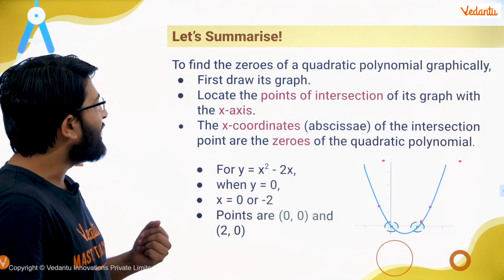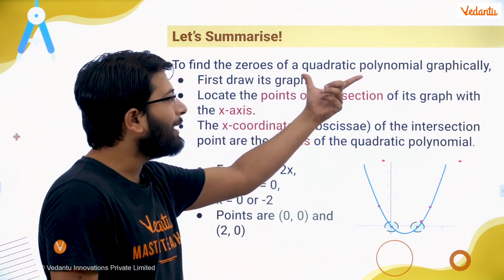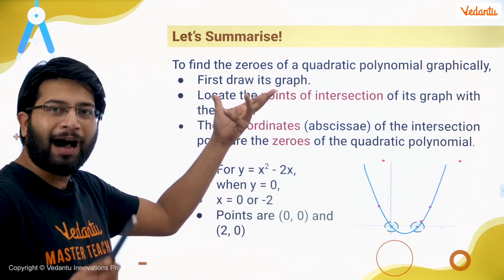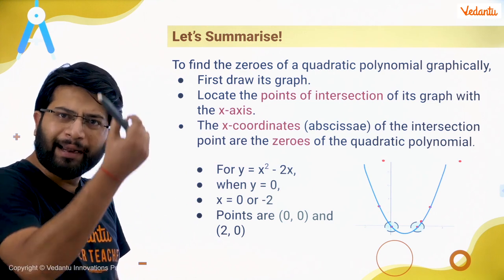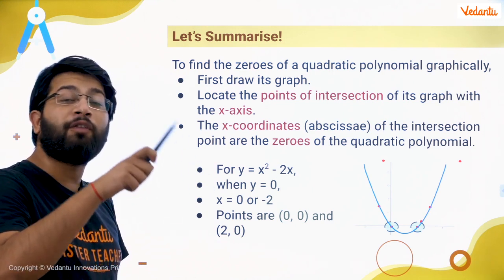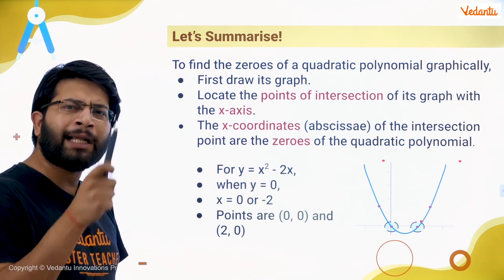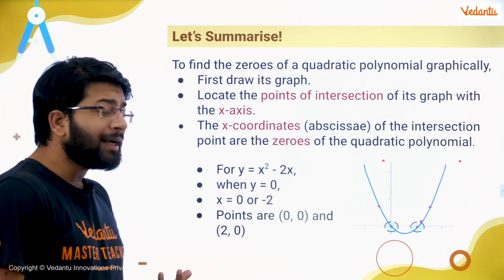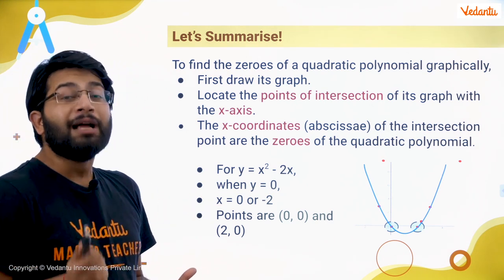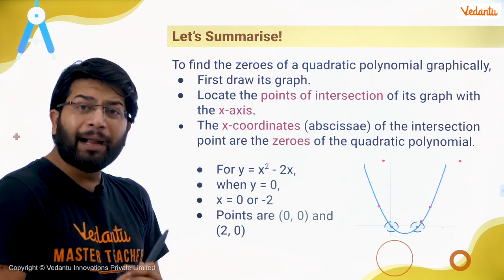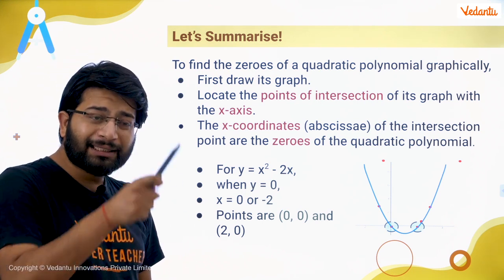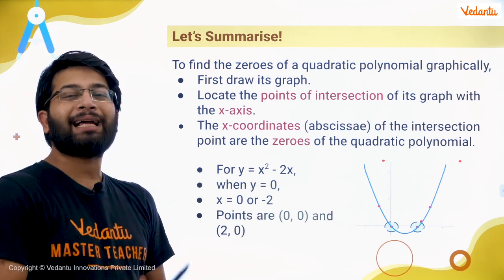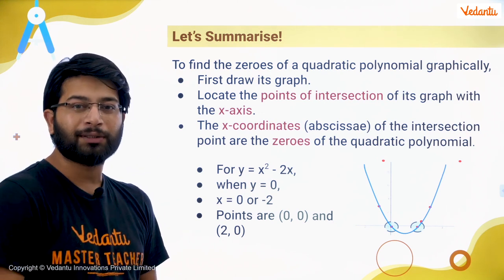So champ, now let's summarize our class, whatever we have learned. First of all, we have seen, guys, to find the zeros of a quadratic polynomial graphically, what to do? First of all, draw its graph. How to draw it? Take a random value of x, find the value of y with respect to it. Simply locate all those points and join them, right champ? After that, how to locate its zeros? We know that champ, my graph will intersect the x-axis at some point. That point on the x-axis is representing its zeros, right?